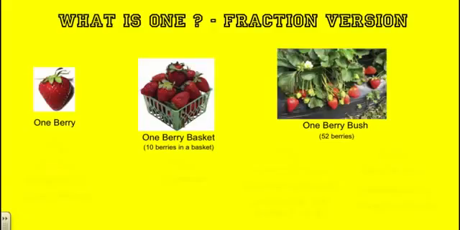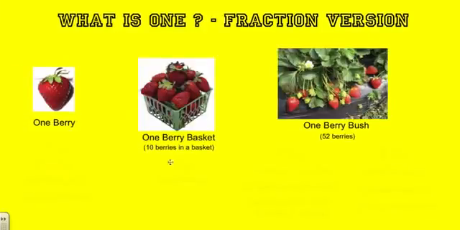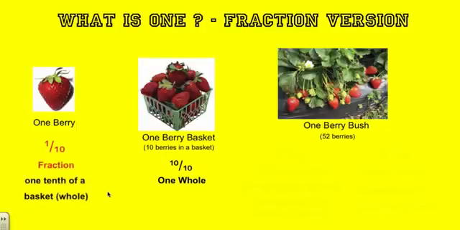We are now going to look at the berries from a fraction point of view. So again, we're looking at one strawberry basket. There's 10 berries in the basket, which is 10 of 10, or 1 whole. Remember, 10 divided by 10 equals 1. And we'll look at 1 strawberry. So 1 strawberry out of 10 total in the basket is 1/10. So the fraction is 1/10 of the basket, or 1/10 of the whole.